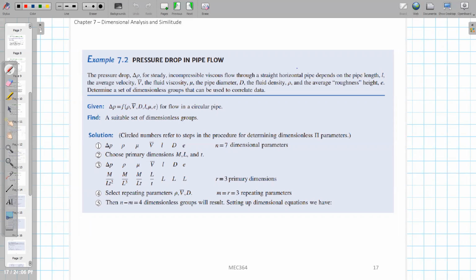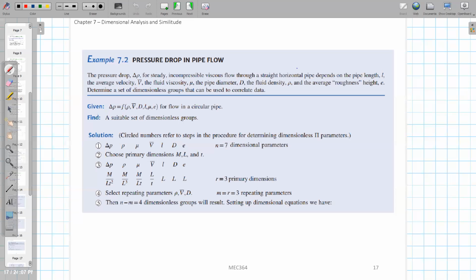All right, for this problem we want to measure the pressure drop delta P for steady incompressible viscous flow inside a horizontally straight pipe. Horizontal simply means that we can neglect gravity. The pipe length is L, the average flow velocity is V bar, the fluid viscosity is mu, the pipe diameter is D, and the fluid density is rho. We also assume that we know the average surface roughness of the pipe, E, which has the same unit as length.